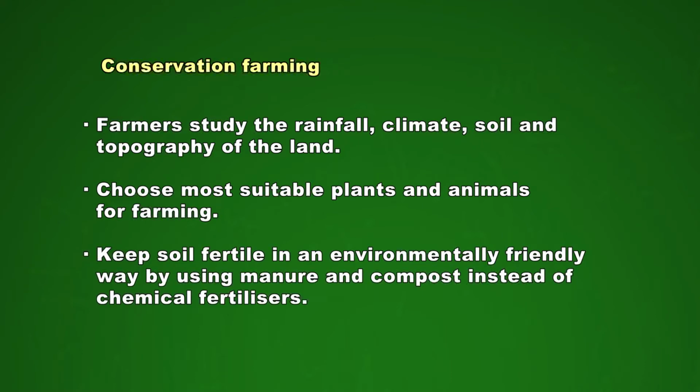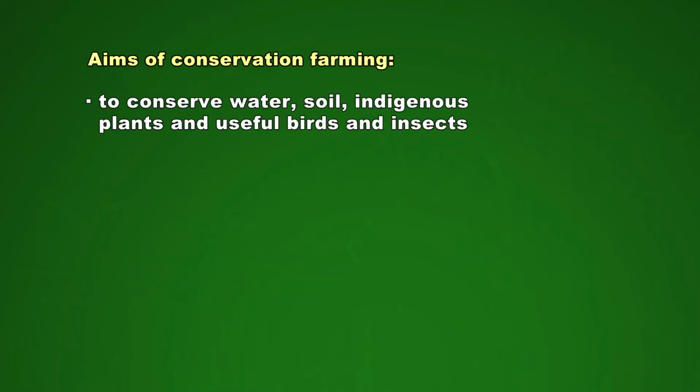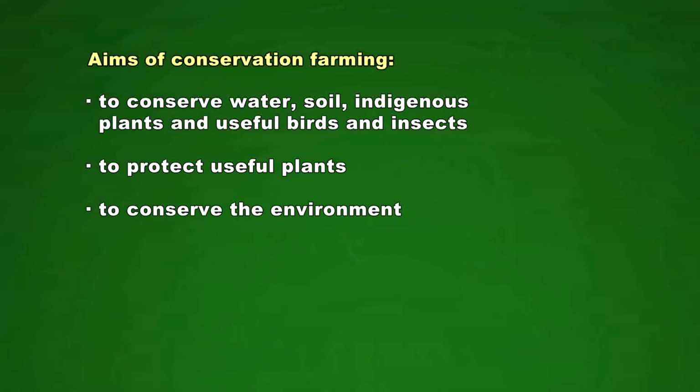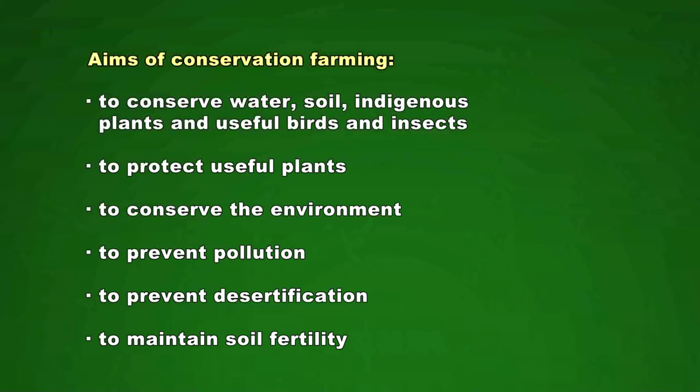Conservation farmers keep the soil fertile by using manure and compost, which are environmentally friendly. Conservation farming aims to conserve soil, water, indigenous plants, and useful organisms such as insects and birds. It tries to protect useful plants and conserve the environment while providing food and employment. It aims to prevent environmental pollution and desertification, and to maintain the fertility of the soil to ensure that future generations will inherit fertile, unpolluted land and sufficient clean water.